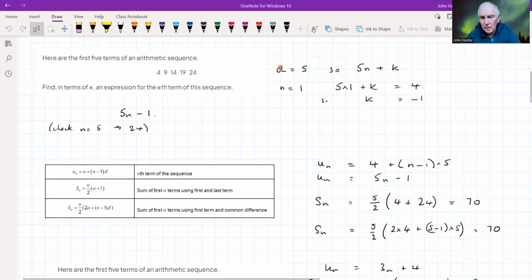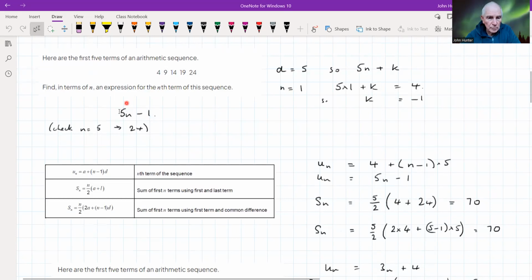And now d, we often use d to denote the actual difference. We'll come to that a bit more in a moment. So d is 5, so we know it's going to be 5n plus some constant k, which may be positive or negative. Right, so now we just have to work out, well, what would happen for the first term? For the first term, we would have 5 times 1 plus k. Yeah, 5n plus k. Evaluated for 1, 5 times 1 plus k is going to be equal to what we've got here, which is 4. Okay, so we can just work that out. k is equal to -1. So this is going to be our expression here.